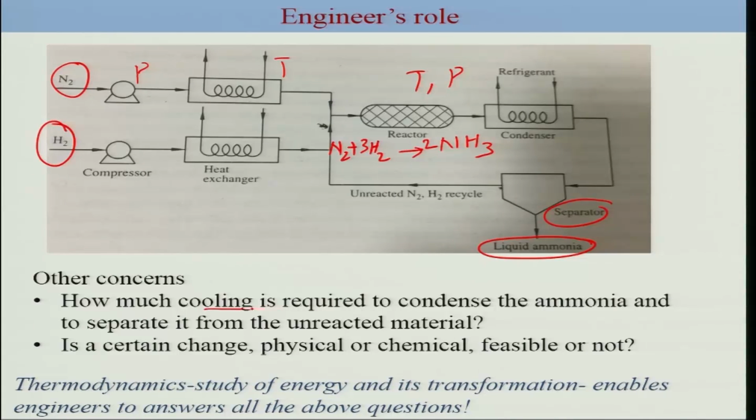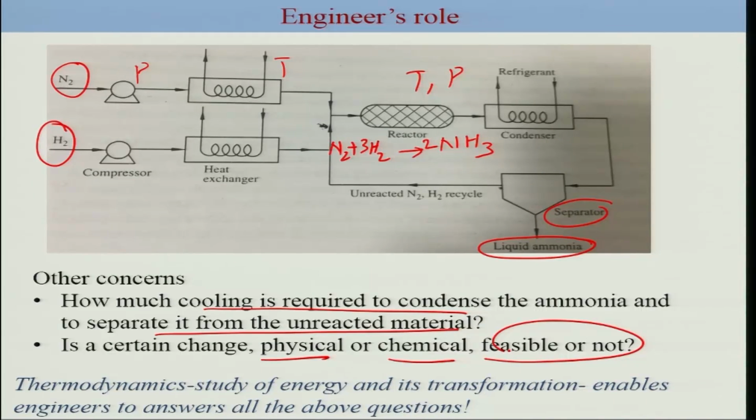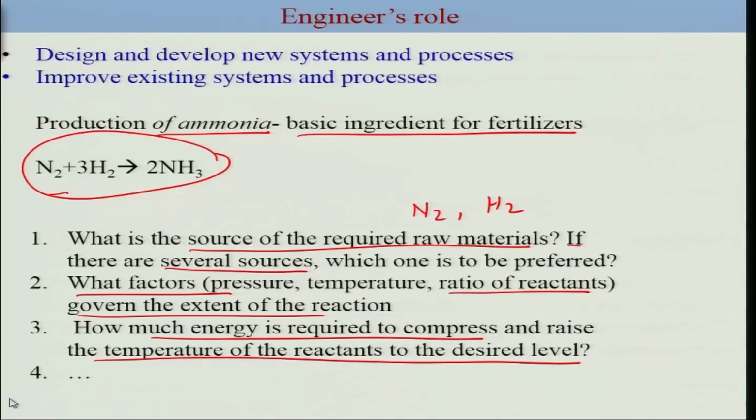So how much cooling is required to condense the ammonia and to separate it from the unreacted material? Are there any changes in the phases or the structure of the fluid, whether it goes from gas to liquid and so forth? That is called a physical change, or chemical if there is a reaction occurring. Is this reaction feasible at the condition which you have specified? So having knowledge of thermodynamics, which is a study of energy and its transformation, enables engineers to answer all these questions, and hence you can design more efficient plants.